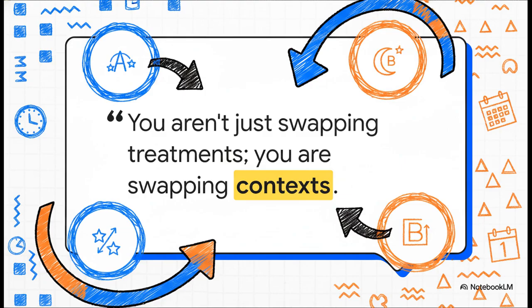In fact, I really want you to burn this exact quote from the source material into your memory. You aren't just swapping treatments, you are swapping contexts. Seriously, think about that for a second. It is such a profound shift in thinking. Just changing a treatment contingency isn't enough on its own. You have to change the entire environmental cue. You're building completely distinct contexts so that the participant immediately recognizes, oh, okay, the rules of the game have just changed.